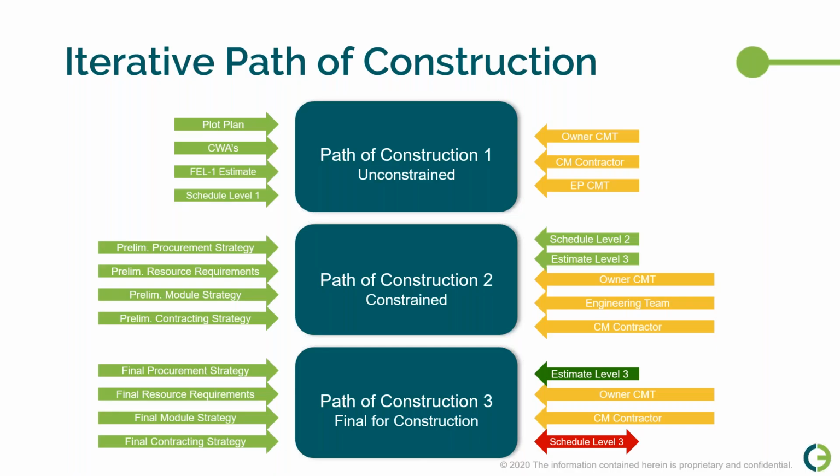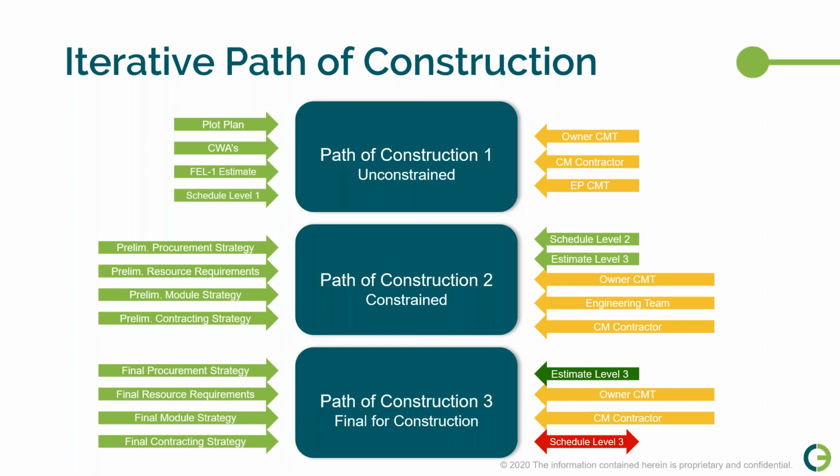So I always like to think of path of construction as an iterative process. You can start looking at path of construction in FEL2 as soon as you've completed concept select and as soon as you know what the solution for the project is going to be. So this assumes, by the way, that you have had some constructability input into the concept select process.